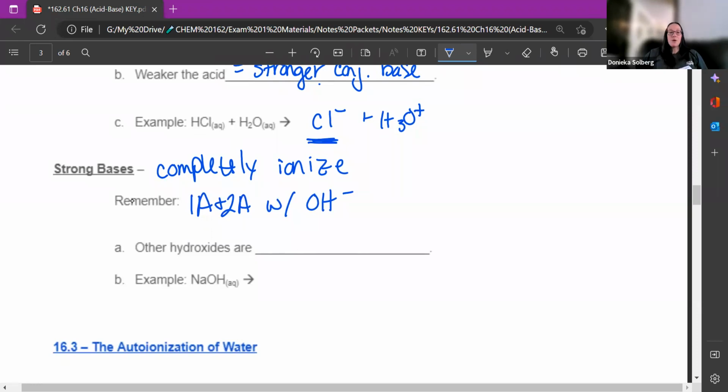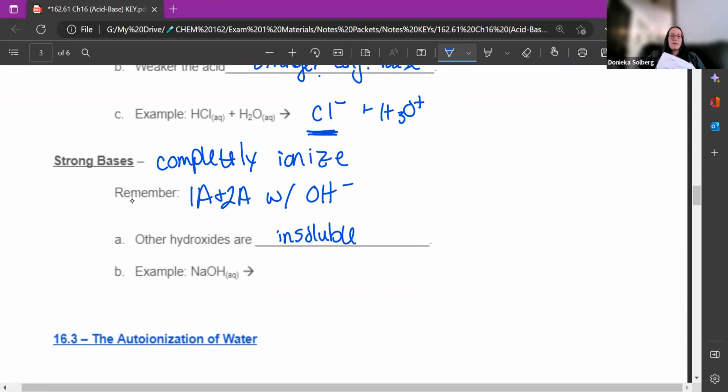There's a few that we don't include to remember on that list. Some hydroxides are really insoluble, so they aren't really considered strong bases, but you don't really have to worry about that until we get into solubility. So don't stress.